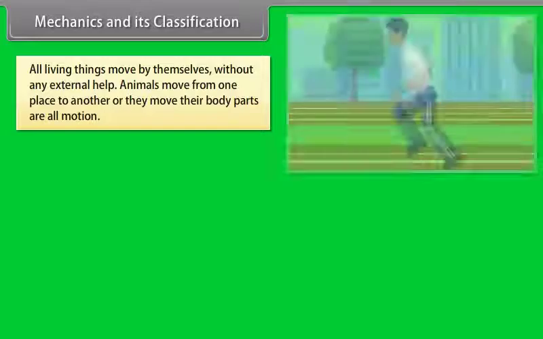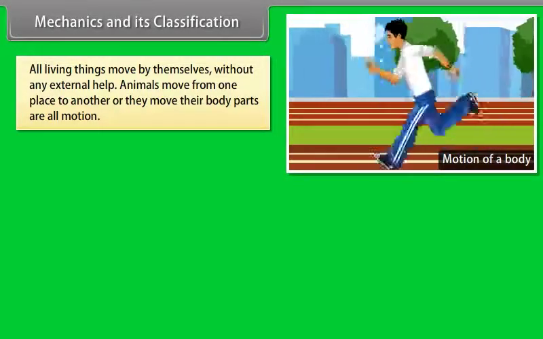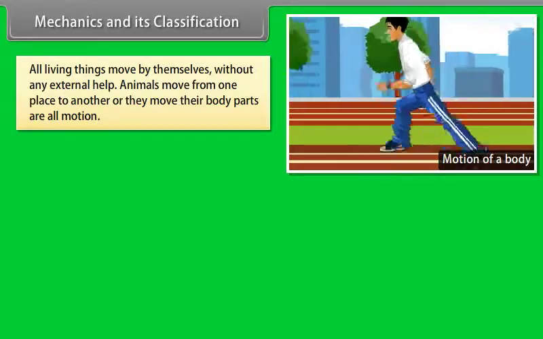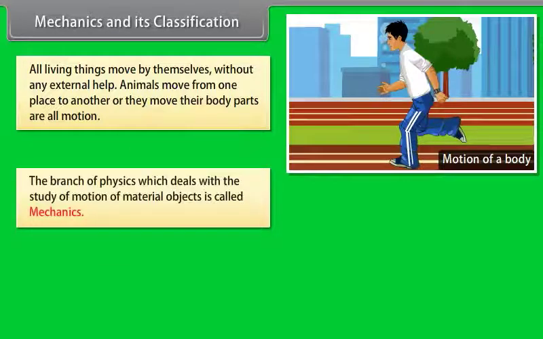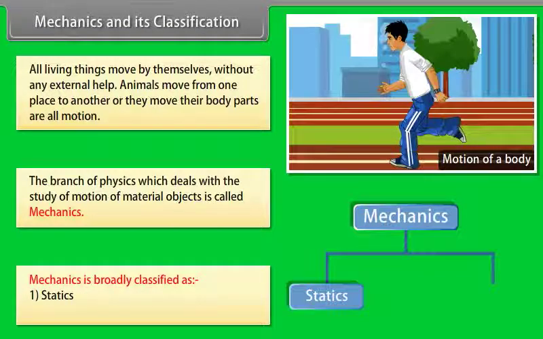Mechanics and its classification. All living things move by themselves without any external help. Animals move from one place to another, or they move their body parts, which are all motion. The branch of physics which deals with the study of motion of material objects is called mechanics. Mechanics is broadly classified as 1. Statics, 2. Kinematics.